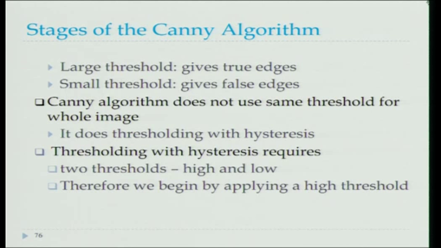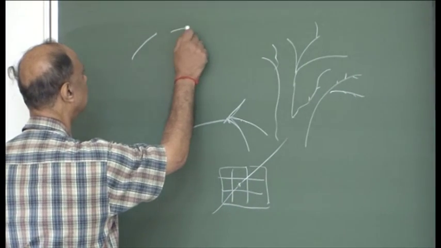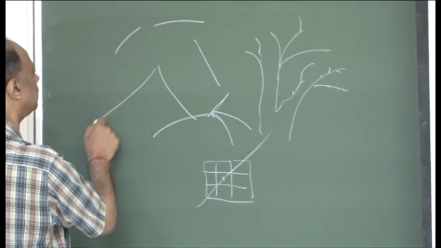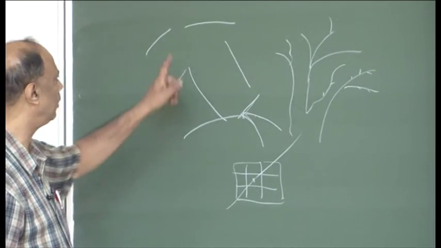Now, we have already mentioned that if you have a large threshold, you will get the true edges, and if you take a small threshold value, then it will give you some false edges also. So, if you use only one threshold value, it will not give you the correct edge map. So, Canny has suggested that you use two thresholds, one low threshold and another high threshold. First you use the high threshold, and you will get the true edges. These are genuine edges, but they will not be connected.